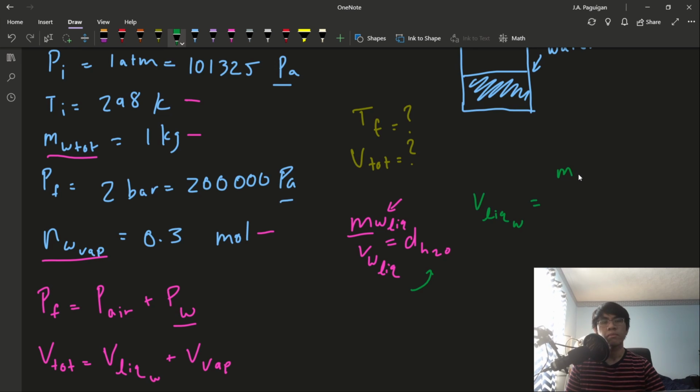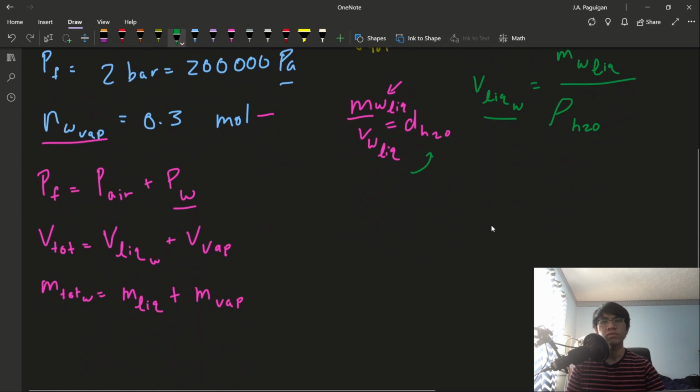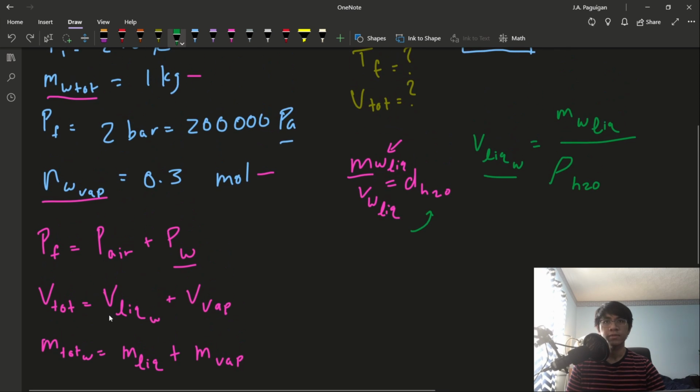Then we'll have the mass of the liquid water over the density, which we note as the Greek letter rho. So rho H2O, just the density of water. Okay, so we have the volume of the liquid, and if you notice, that does come into play right there. So we are making some more connections when looking at these side equations, so to say.